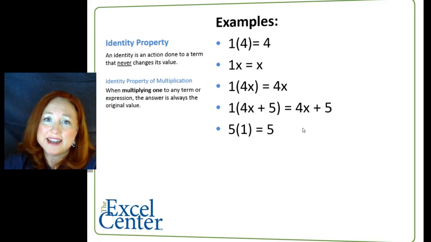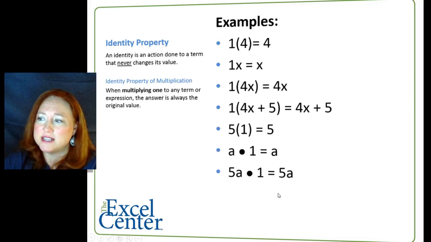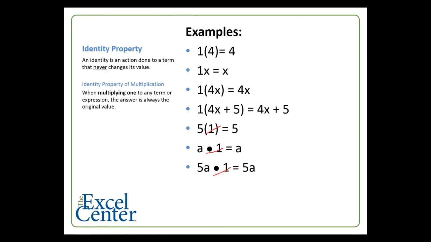Just like in addition, when we added 0 to the front of the expression or the term or the constant, it didn't change. Same with multiplication. Just because we multiply by 1 after a constant, a variable, or a term, we will still get the same answer. In each expression, I've crossed off the multiplication of 1, and you can see what we get for the answer is whatever's left over. So just remember, an identity is any action that's done that doesn't change its values. We just discussed two identity properties, the addition identity property where if we added 0, it doesn't change the value, and the multiplication identity property. When we multiply by 1, it doesn't change the value.